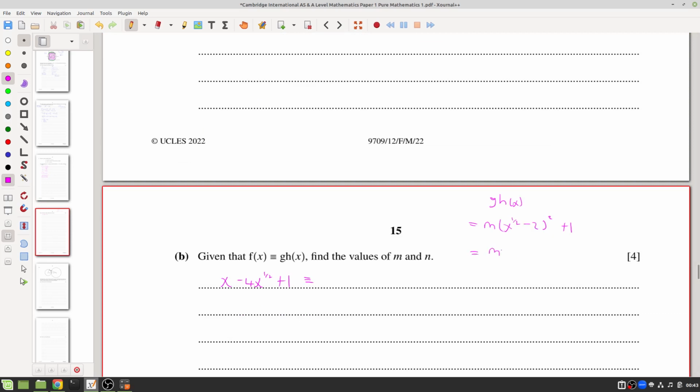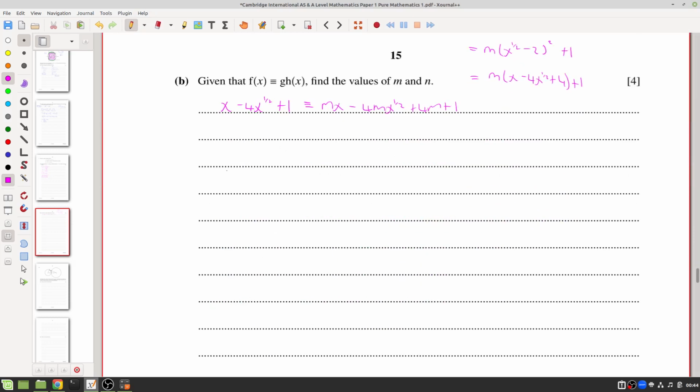So let's simplify that. Multiplying that out gives us mx minus 4mx to the power half plus 4m plus 1. So these two are identical, which means the coefficients of the same variables must be the same. So for x to the power 1, on the left hand side we've got 1 as a coefficient, so that must be equal to the coefficient of x on the right hand side, which is m.